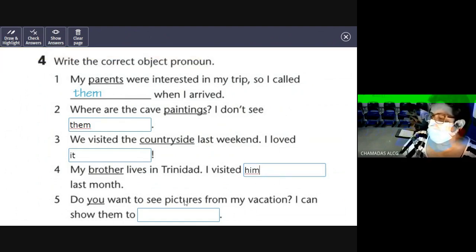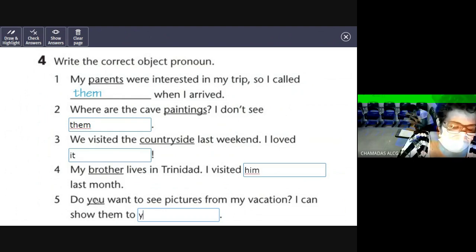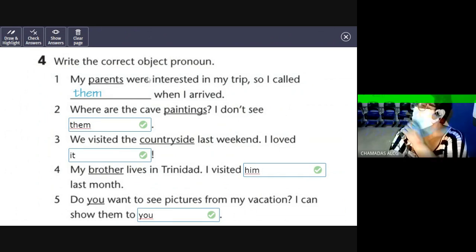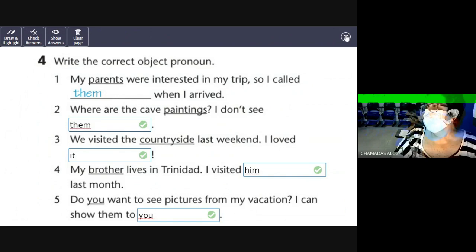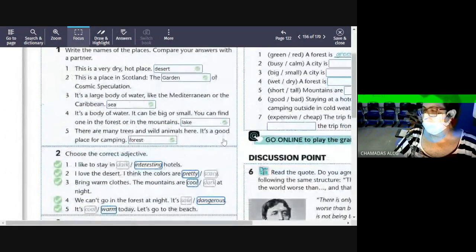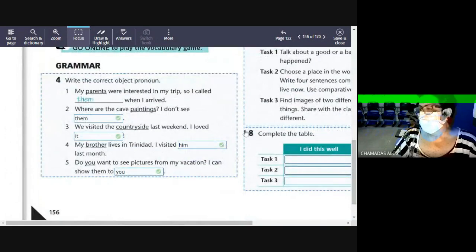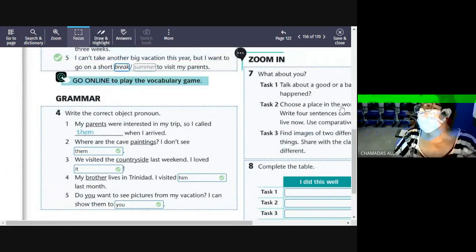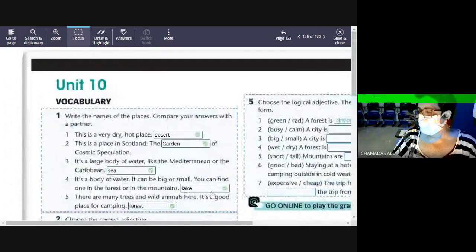Do you want to see pictures from my vacation? I can show them to you. You is the same. Okay? You. All right? All right, everything correct. Okay, people. So now let's go to number 5. Let's check it out.